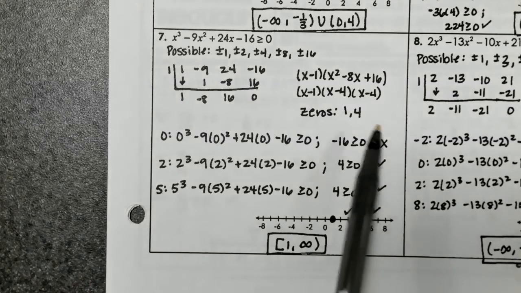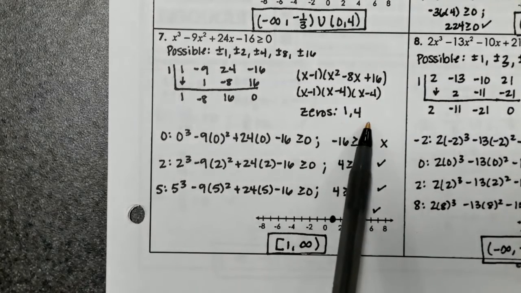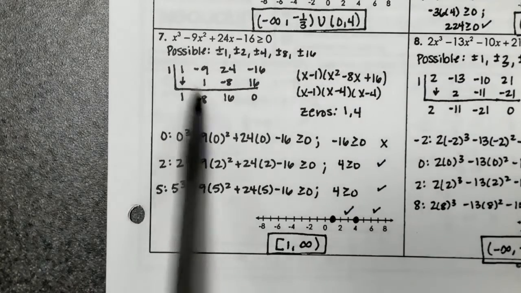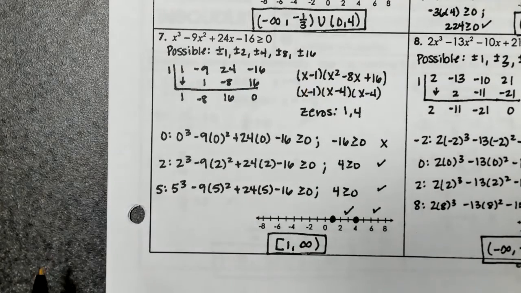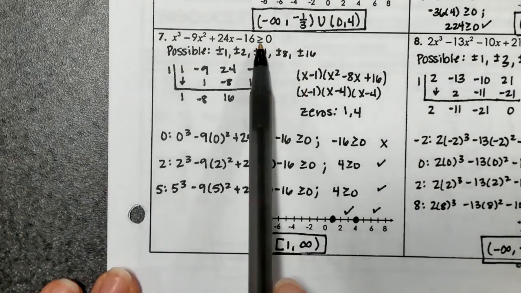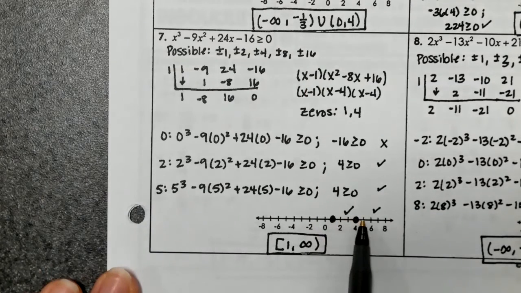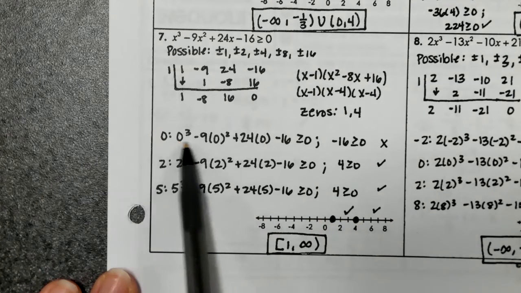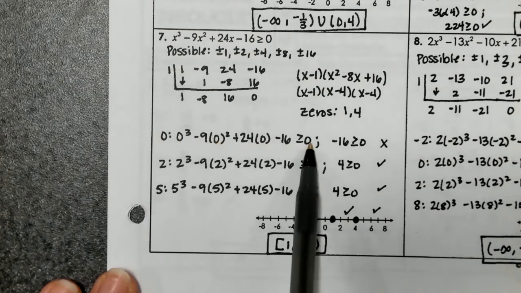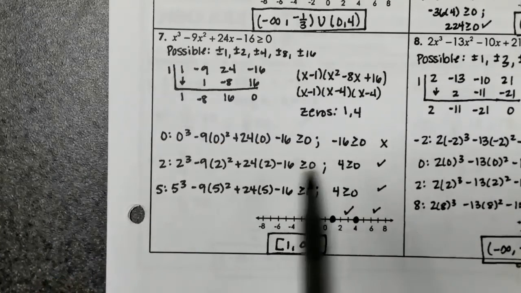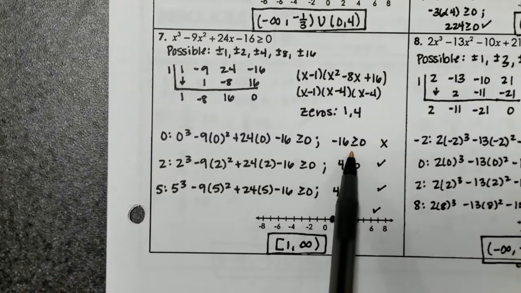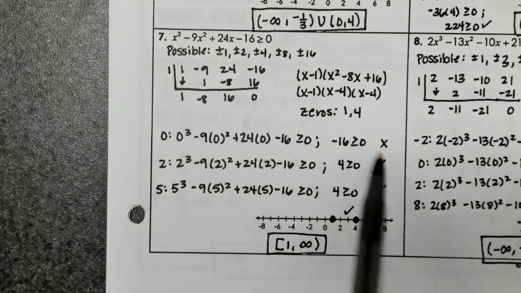Okay, so once you know that your zeros are 1 and 4, do we all remember how to do this and to get this? Yes, okay. Plot them on the number line, and it is greater than or equal to, so we're going to have closed circles for 1 and 4. So we have to have something over here. So use 0, because that tends to be less math. So here we have -16 is greater than or equal to 0, and that is not true, obviously.